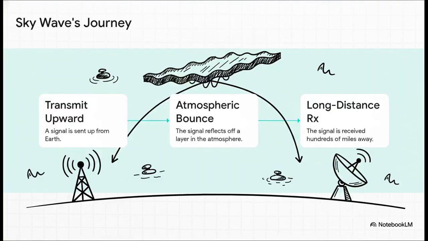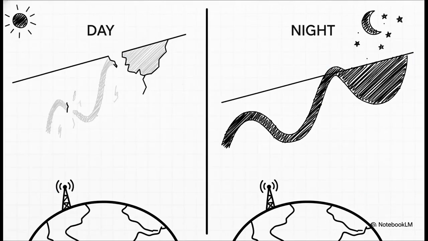And this shows the journey perfectly. A transmitter on the ground shoots a signal up. It travels until it hits a specific layer in our atmosphere, which acts just like a mirror and reflects it. That signal then comes back down to a receiver way, way over the horizon. It's a lot like skipping a stone across a pond, except the pond is the planet and the stone is a radio signal.